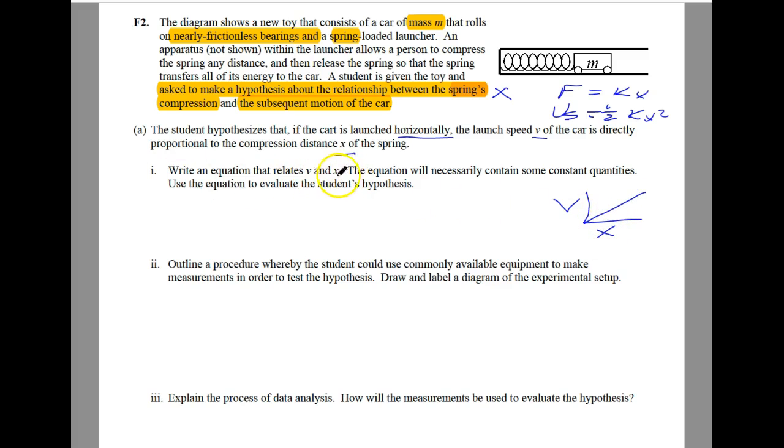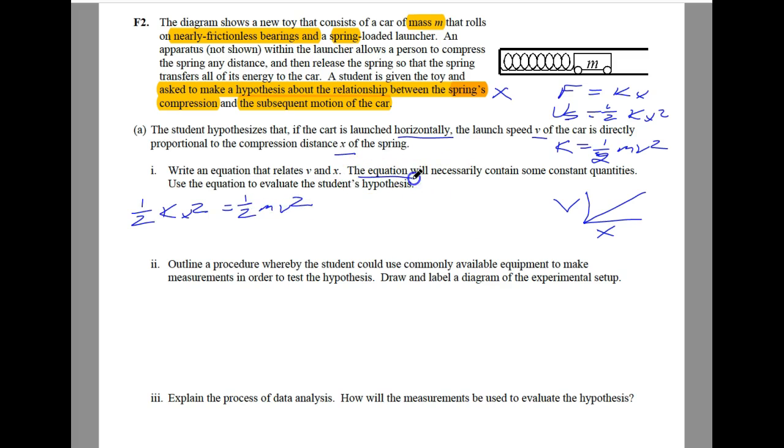Write an equation that relates v and x. The equation will necessarily contain some constant quantities. Use the equation to evaluate the student's hypothesis. So at this point, we know that the potential energy of the spring should be equal to the kinetic energy of the cart afterwards, which is 1/2 mv squared. Now we are set, and we can say 1/2 kx squared is equal to 1/2 mv squared.